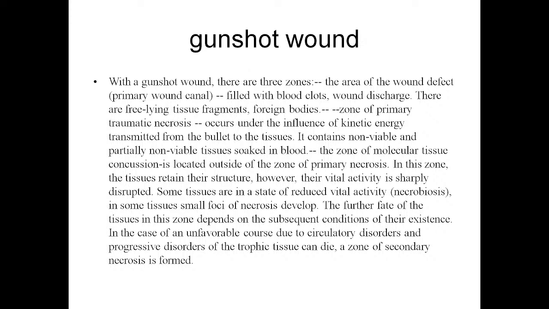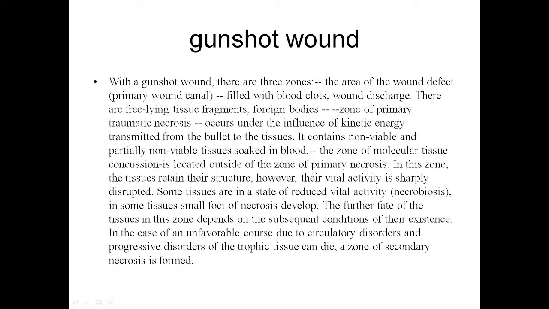It contains non-viable and partially non-viable tissue soaked in blood. The zone of molecular tissue concussion is located outside of the zone of primary necrosis. In this zone, the tissue retains its structure. However, their vital activity is sharply disrupted.